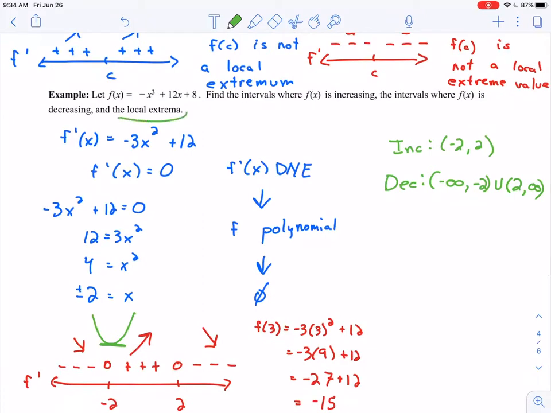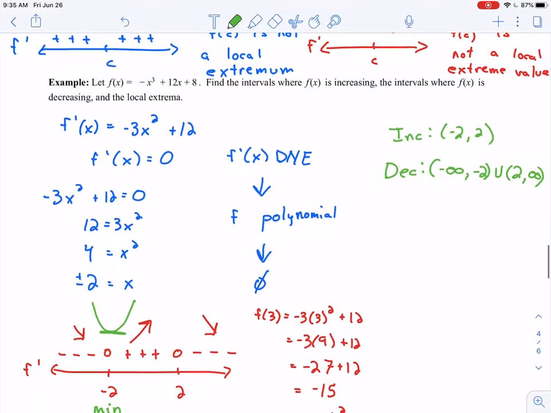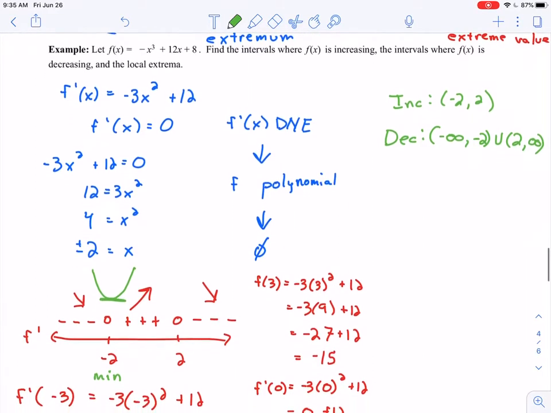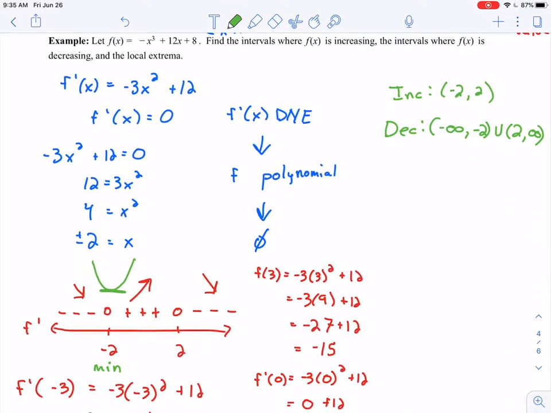When we give the local extrema, I don't recall whether my math lab is going to look for an x value or a y value, but it's safe to have both anyway. So I'm going to take negative 2 and plug that back into my original f of x, because that's what tells me the y value. So f of negative 2 is the opposite of negative 2 to the third power, plus 12 times negative 2, plus 8.